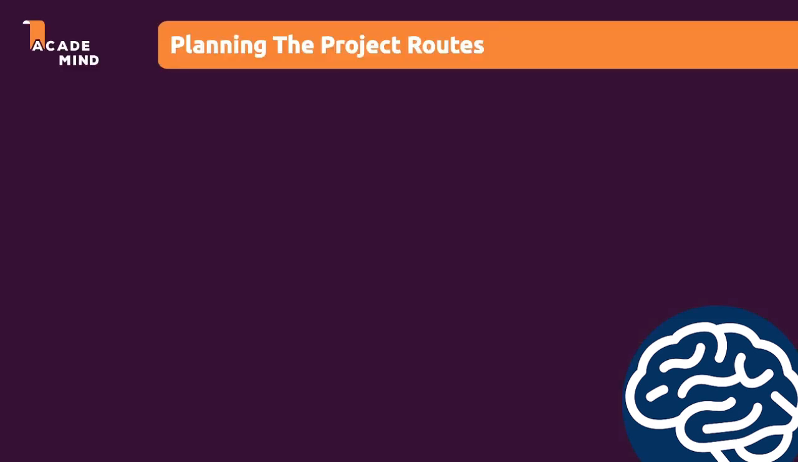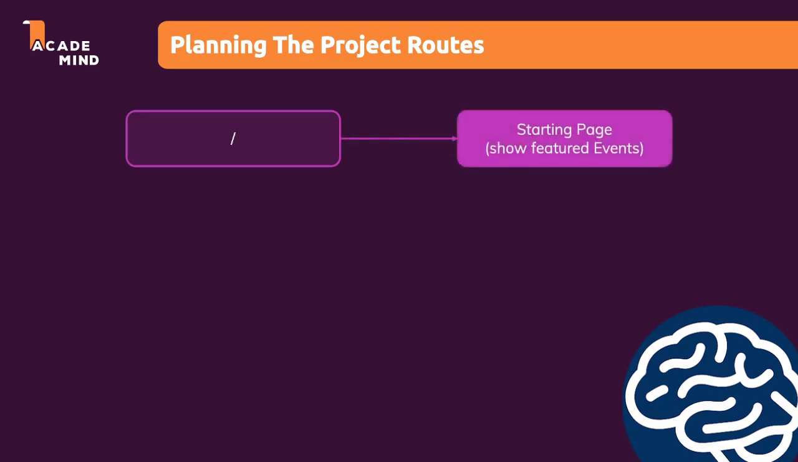Now, this project will only have 4 routes. But with those 4 routes, we are going to practice all the things we learned in the last course section. We will need a starting page, of course. So for our domain /nothing, I want to reach the starting page, and on that starting page, a list of featured events should be shown.